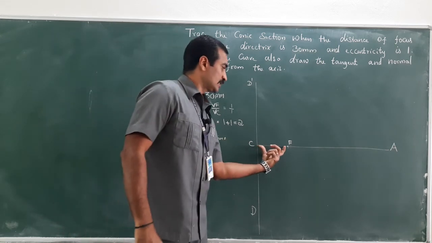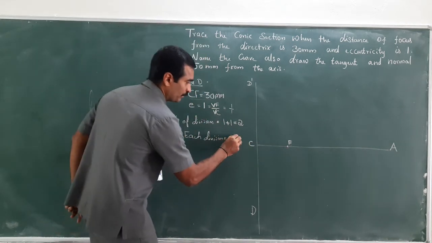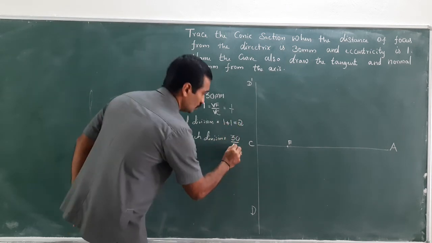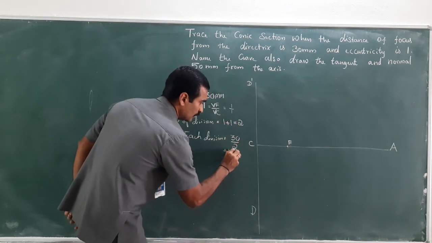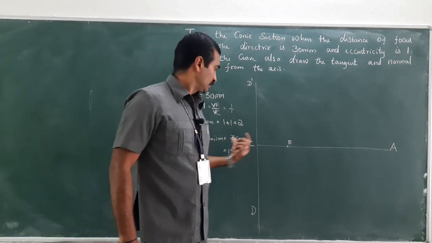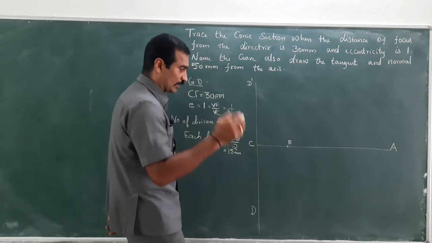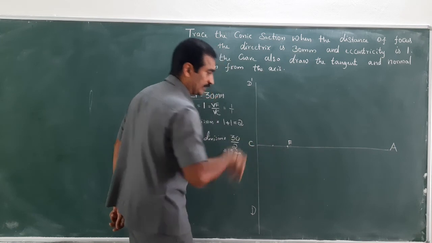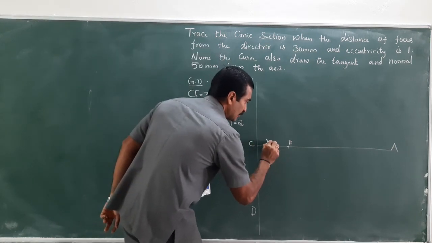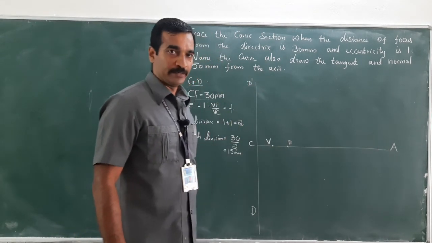Each division could be: the total length between C and F is 30 mm, and the number of divisions is 2, therefore 15 mm. Each division's dimension is 15 mm. So, take 15 mm in your compass, with C as center, cut an arc here. This point represents V. V is nothing but the vertex or moving point.